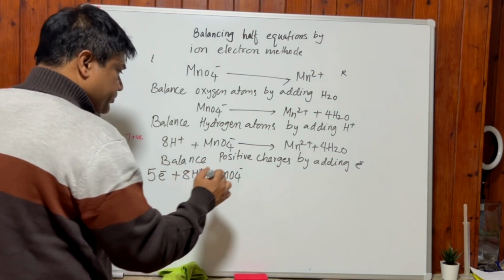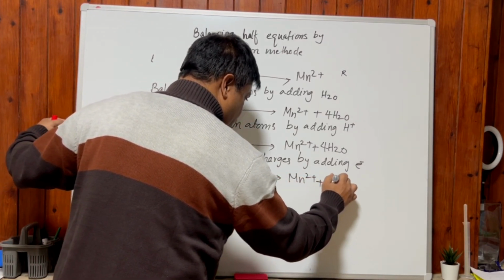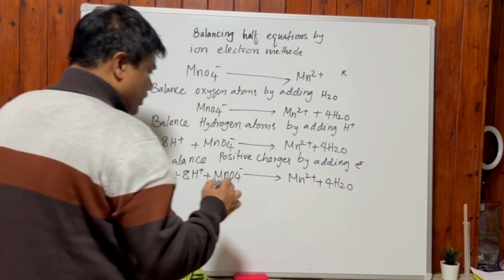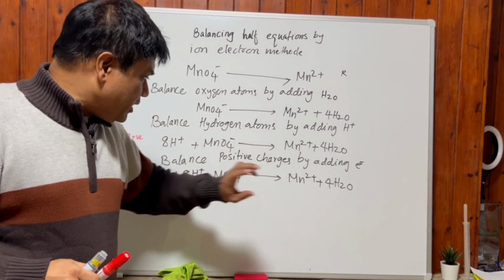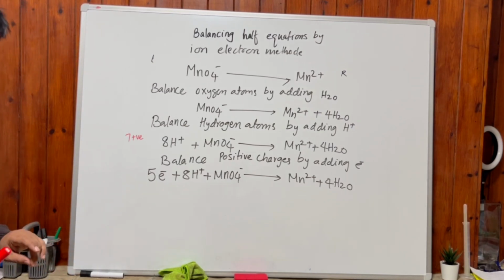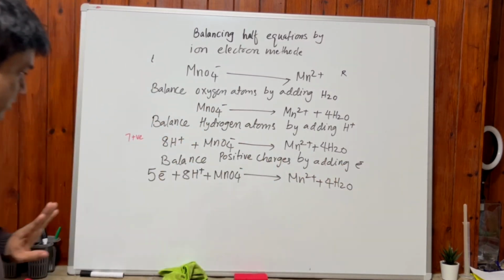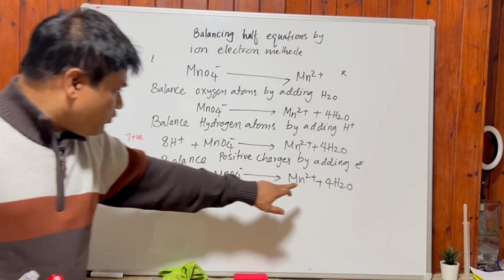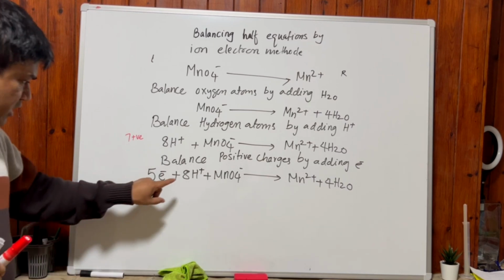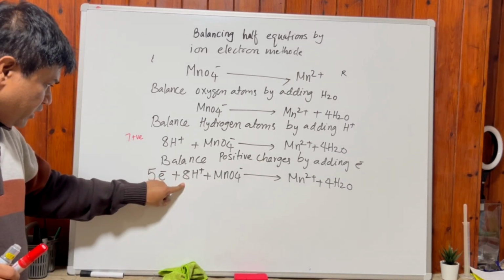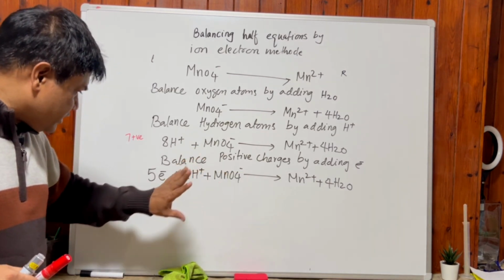plus MnO4 minus gives Mn2 plus plus 4H2O. Now check whether this reaction is completely balanced or not. Look, how many Mn? 1 Mn, 1 Mn on both the sides. Perfectly balanced. How many oxygen atoms? 4 oxygen atoms. 4 times 1, 4 oxygen atoms. 8 hydrogen atoms. 4 times 2, 8 hydrogen atoms. Now the charges. 8 positive, 5 negative, electron has a negative charge. 5 plus 1, 6 negative charge.